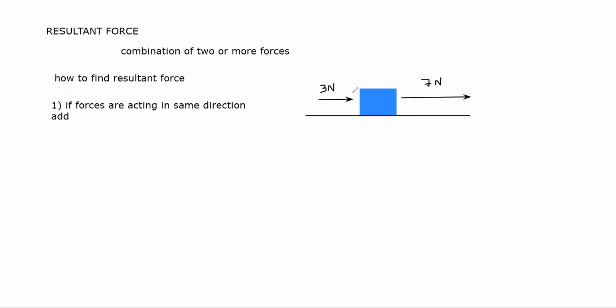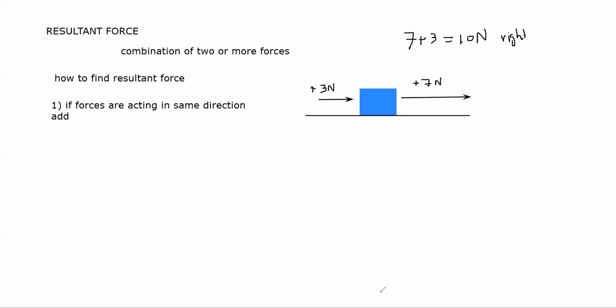The resultant of these two forces which act on the object, because these two forces are acting in the same direction, will be equal to 7 plus 3 equals 10 Newton. And what is the direction? The direction is towards the right hand side, because both are towards right, so both are positive forces I took, and the final answer is positive, so it means the resultant is acting towards the right hand side.